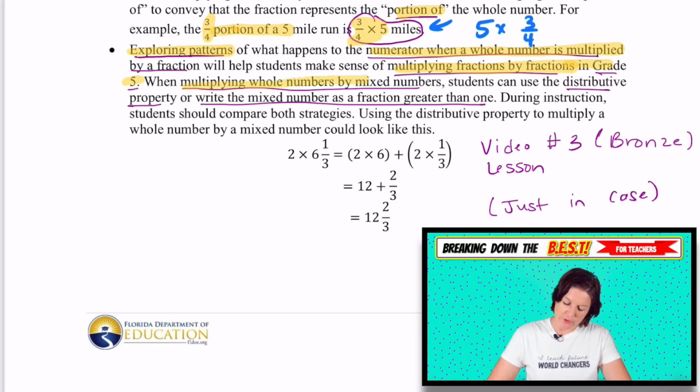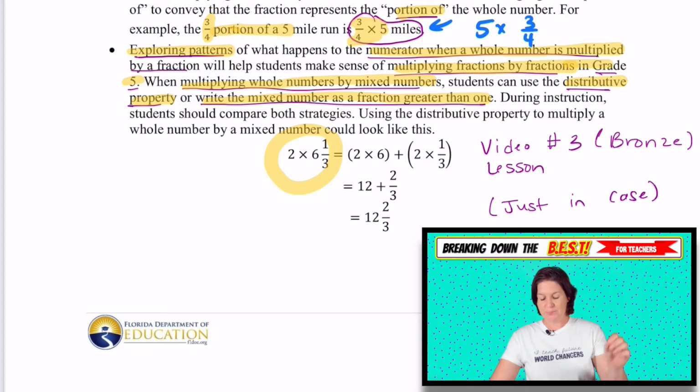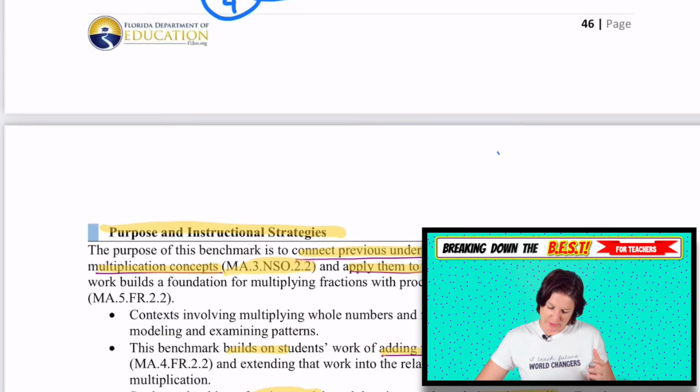When multiplying whole numbers by mixed numbers, students can use the distributive property or write the mixed number as a fraction greater than 1. So we were given this example right here. 2 times 6 1/3. And in the benchmark clarifications, it said that, let's go back up to it.